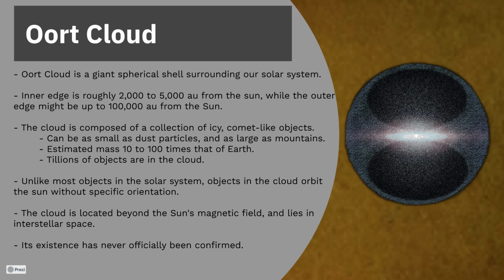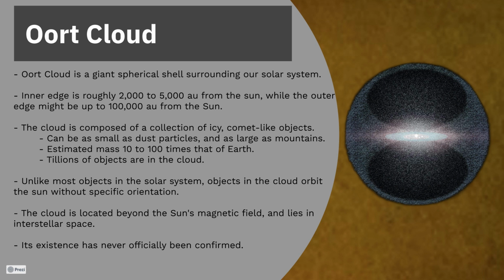The cloud is composed of icy, comet-like objects. They can be found as small as dust particles and can be as large as mountains or even larger. The mass of the cloud is estimated to be 10 to 100 times that of Earth. Within the cloud, there are trillions of objects, with larger ones counting as dwarf planets.